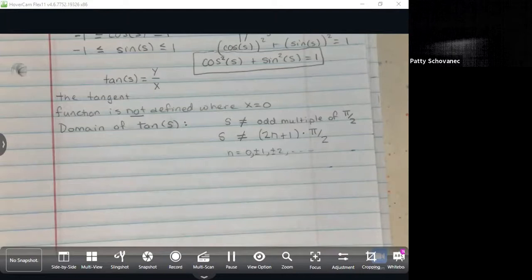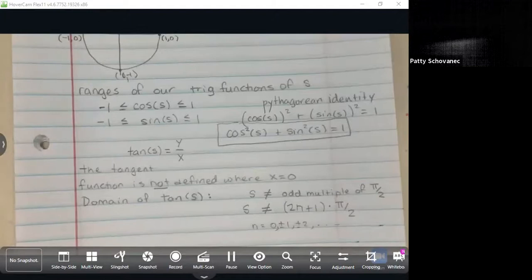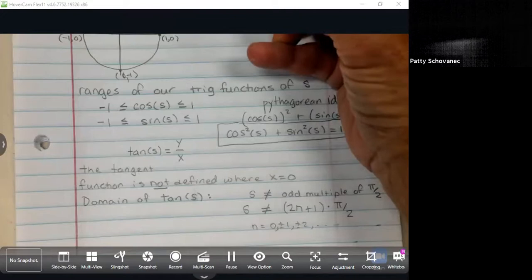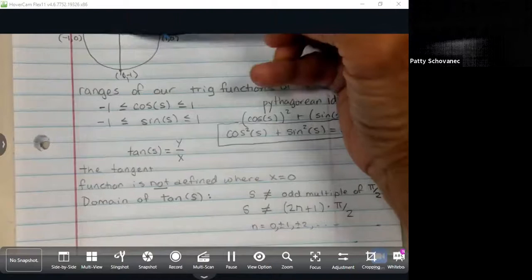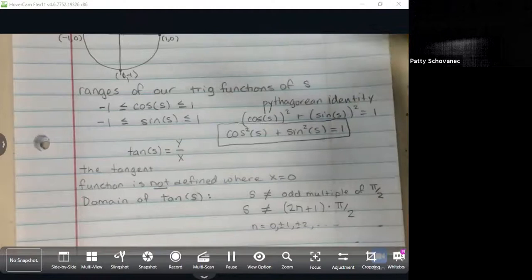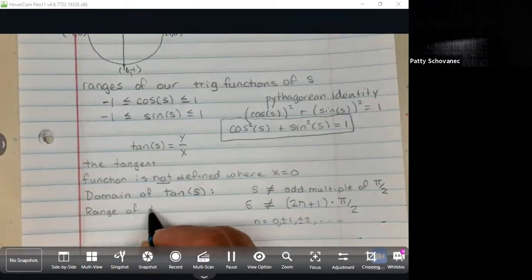Tangent is y divided by x. So if I take, for instance, this y value and divide it by a really small x value, then this number is going to be pretty darn big. And I can pick x values real close to zero without hitting zero. So the range of the tangent is infinite.